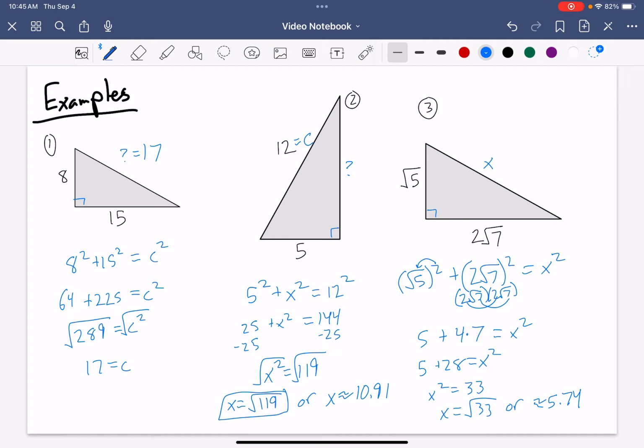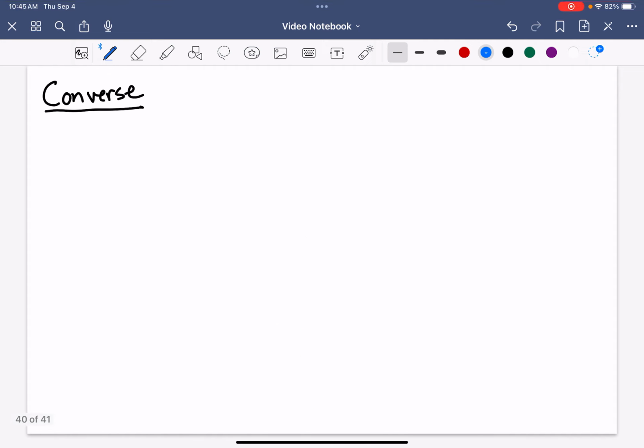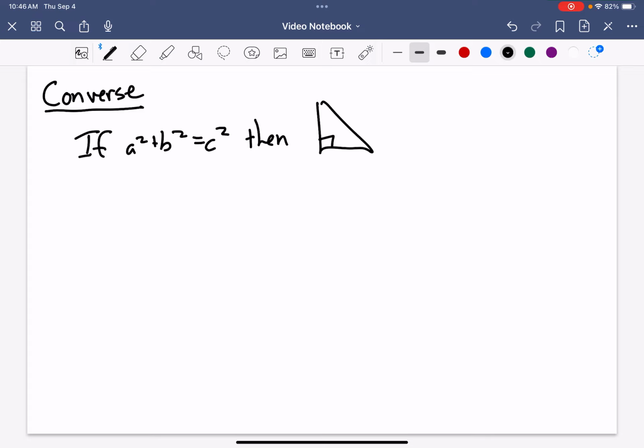That's the first half of it. The second half is the converse of it. Now, the way the converse of the Pythagorean theorem works is it's the other way around. So what I'm going to do is say if a squared plus b squared is equal to c squared, then I have a right triangle. And so what's going to happen here is maybe we're going to be given a triangle.